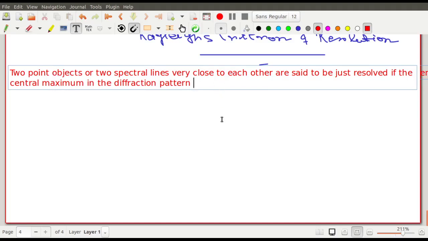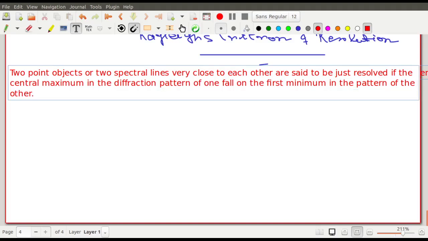If the central maximum in the diffraction pattern of one falls on the first minimum in the pattern of the other, if the central maximum in the diffraction pattern of one falls on the first minimum in the pattern of the other. So that is the Rayleigh's criteria of resolution.